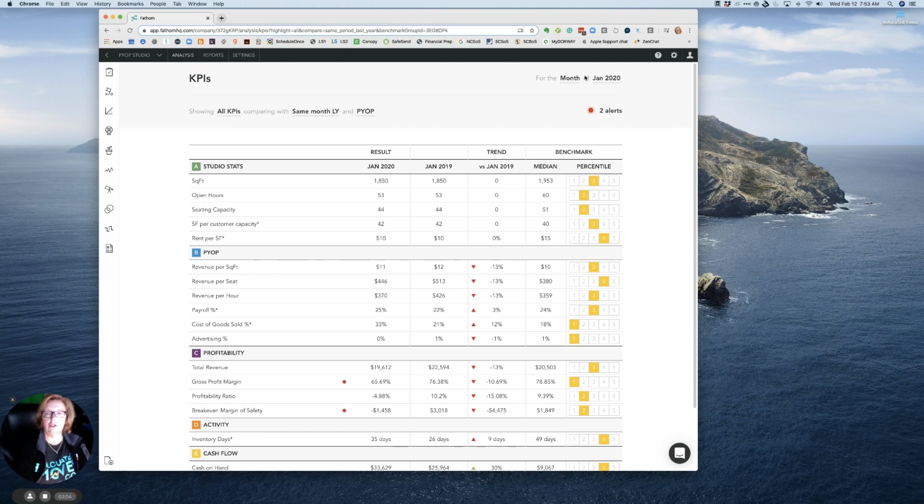You can also change the month or change this over to year or quarter if you want to do some comparisons. But I'll draw your attention to section B, the PYOP indicators. These are the indicators that we watch for every studio. We're looking at your revenue per square foot, per seat, per hour that you're open. Very important, looking at your payroll, cost of goods sold, and advertising. These three indicators, if I had to point you to some quick number to look at, these are the places.